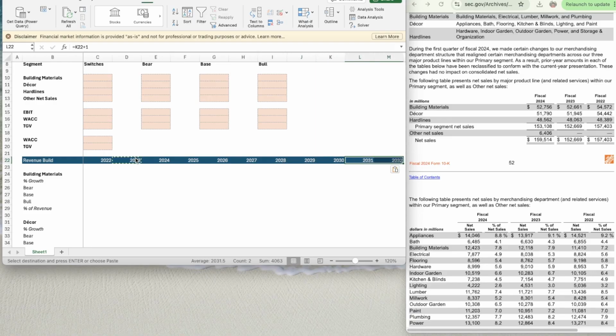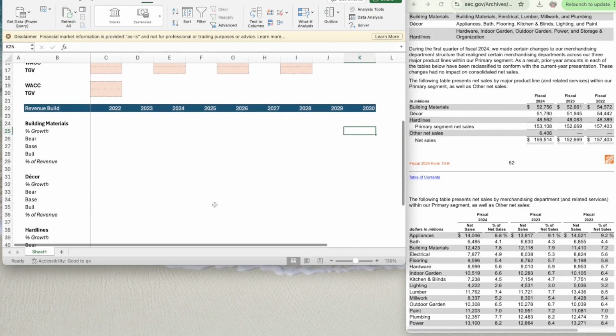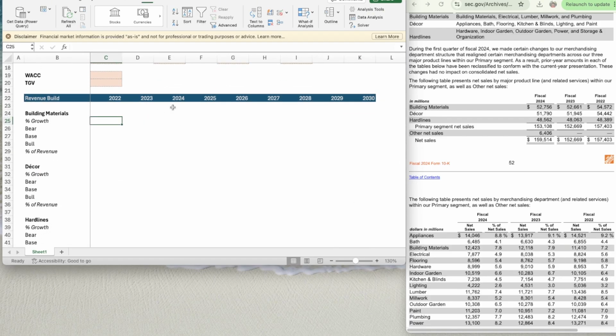We don't need these. What is that? 26, 27, 28, 29, 30. We don't need the last 2. I'll zoom in a bit more. There we go. So let's start filling these in now.